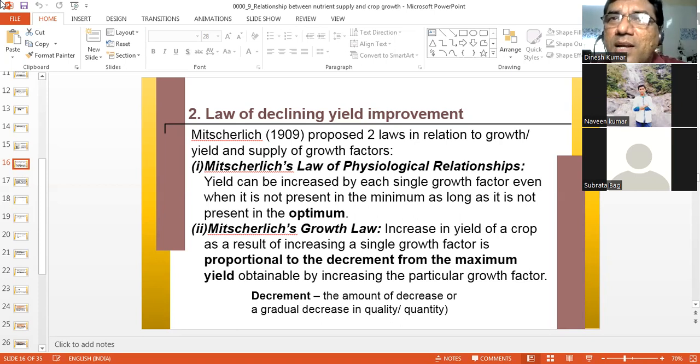So initially you can get 1 unit, next time you can get 0.8 unit change in Y due to unit change in X. So likewise, this is the decrement, the gradual decrease in quantity, or gradual decrease in marginal return, you can say, or marginal product, MP.